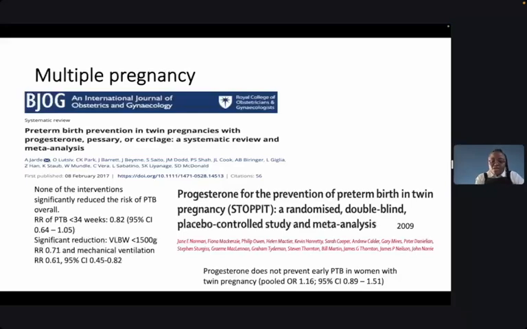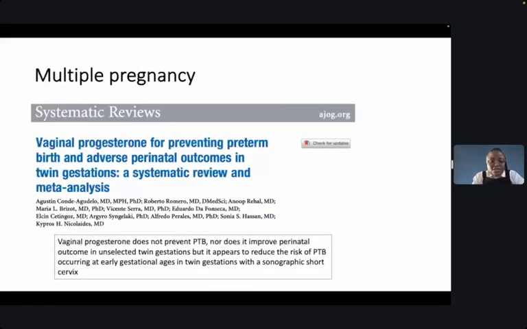twin pregnancy. The odds ratio was quite high at 1.16. The last trials that also looked at vaginal progesterone, or the systematic reviews that looked at vaginal progesterone for preventing preterm birth and adverse perinatal outcome, was done in ACOG. From this trial, vaginal progesterone does not prevent preterm birth, nor does it improve perinatal outcome in unselected twin gestation, but it appears to reduce the risk of preterm birth occurring at early gestation in twins with a sonographic short cervix.